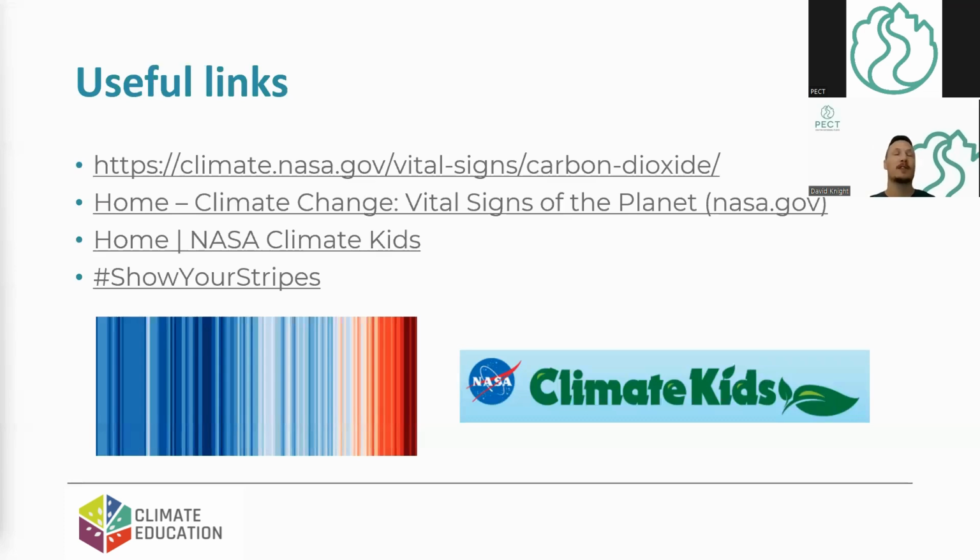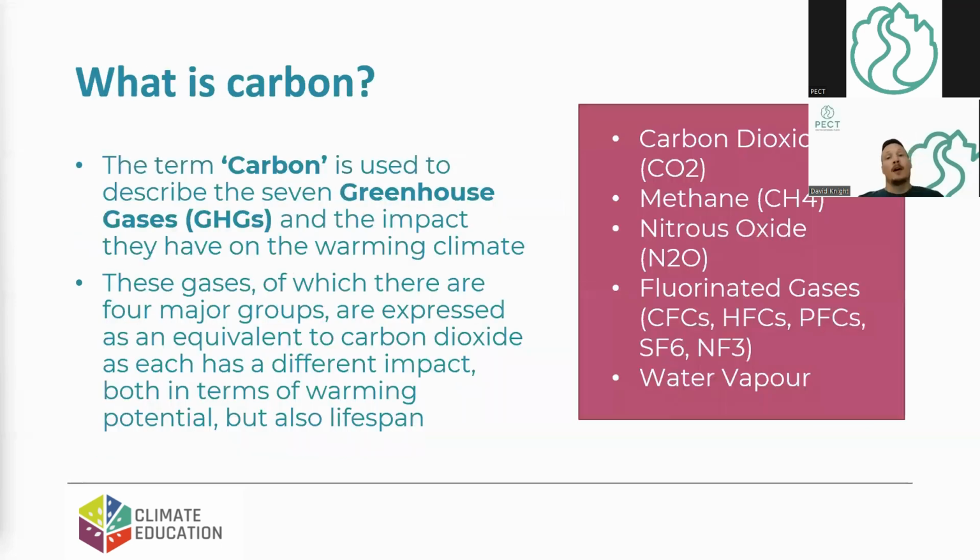So the image we have here, this Show Your Stripes, is basically a fantastic visual image that demonstrates the planet warming and how climate change is being affected by our activity. So, a great visual to use. And the best thing about it, it's really simple to understand as well. So on to today's topic then.